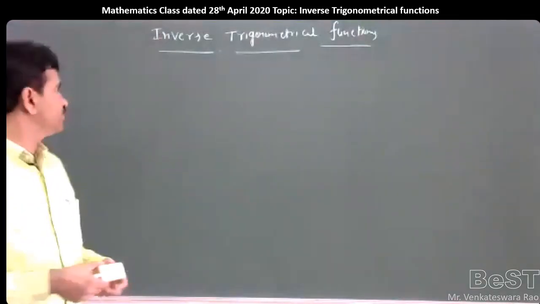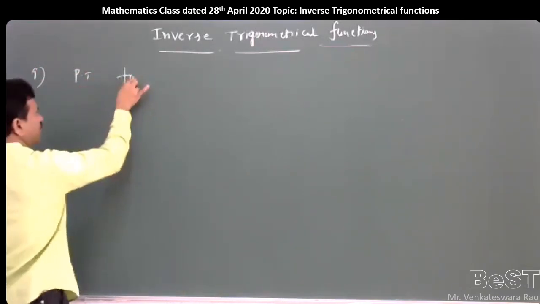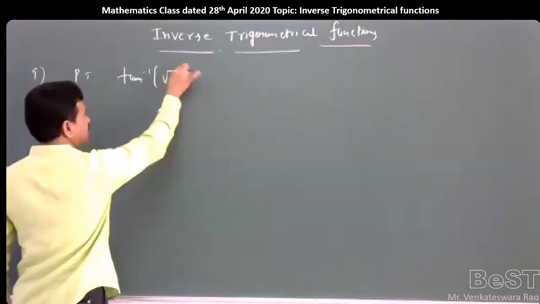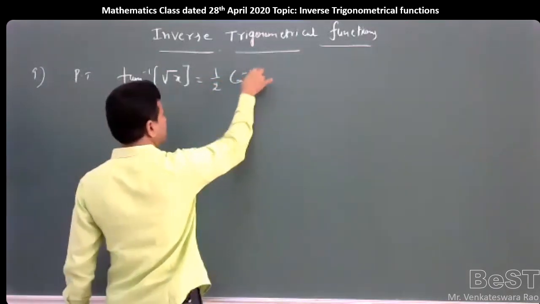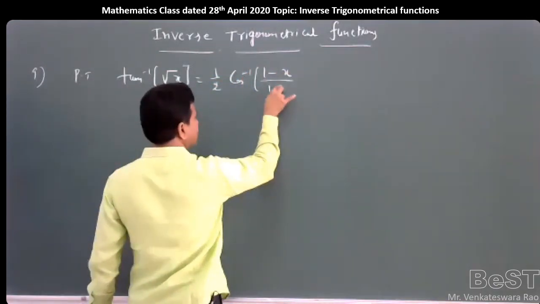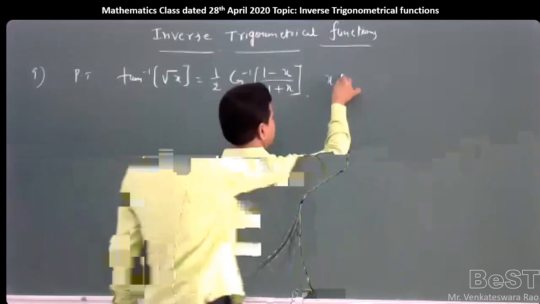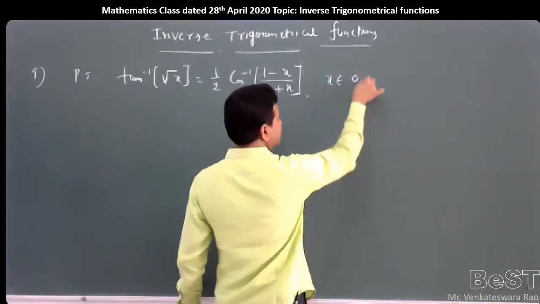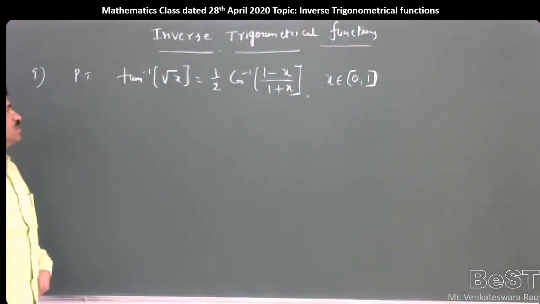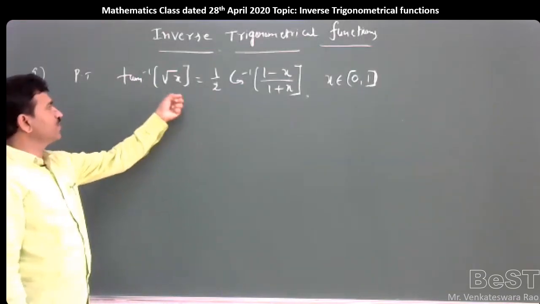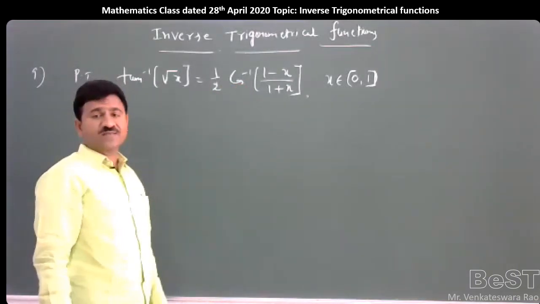Problem number 9. Prove that tan inverse of root x is equal to 1 by 2 cos inverse of (1 minus x) by (1 plus x), where x belongs to the closed interval 0 to 1. So prove that tan inverse of root x is equal to 1 by 2 into cos inverse of (1 minus x) by (1 plus x).